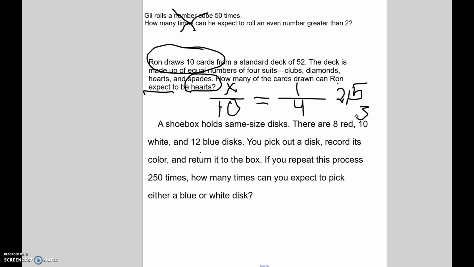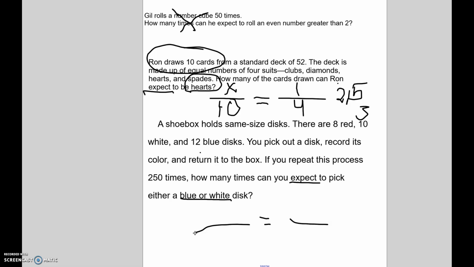Alright, last one. We've got a shoebox that's filled with poker chips or discs. 8 red, 10 white, 12 blue. You pull out a disc, look at it, and return it. I do this 250 times because I really like looking at poker chips. How many times can I expect to pick a blue or white?